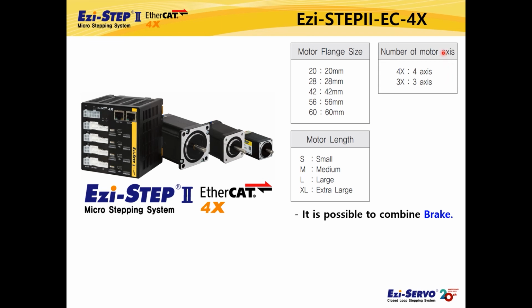Customer can select 3-axis or 4-axis and the size of both drives are the same. You can select the motor from a NEMA 8, 20 mm size motor to a NEMA 24, 60 mm size motor. Motor length is the length of the motor body excluding the motor shaft, and you can select small, medium, large, and extra large length.